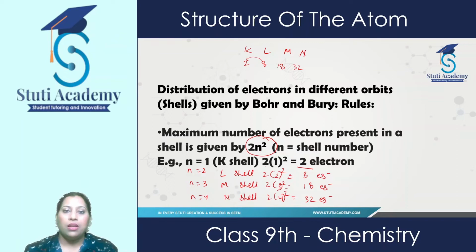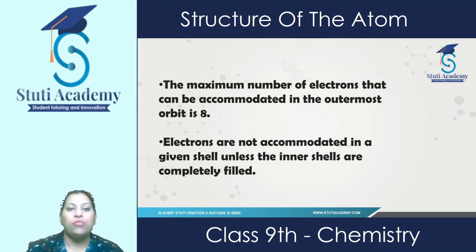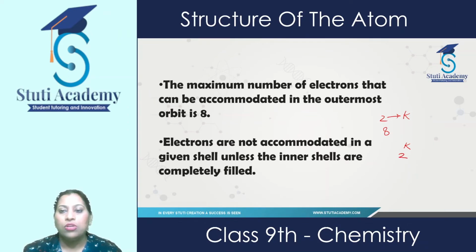And for an atom to exist in nature, it becomes stable only if its outermost shell has 2 or 8 electrons. Two conditions are there: either its outermost shell is K, which has 2 electrons, or it has 8 electrons in its outermost shell.